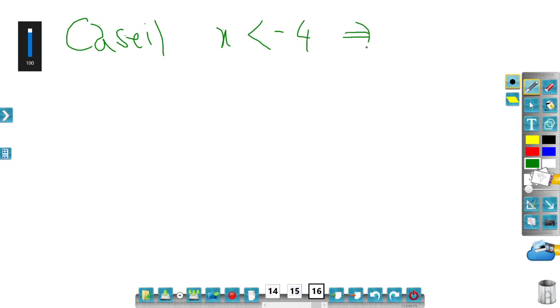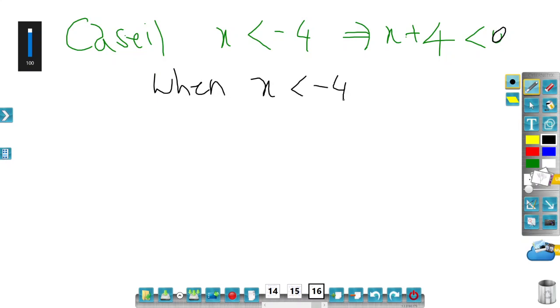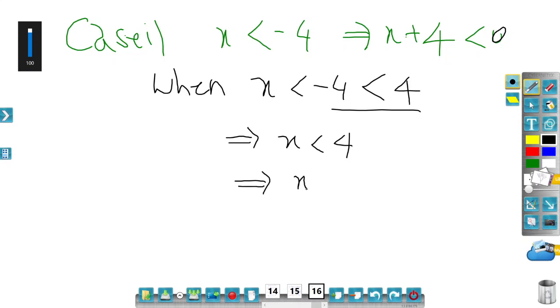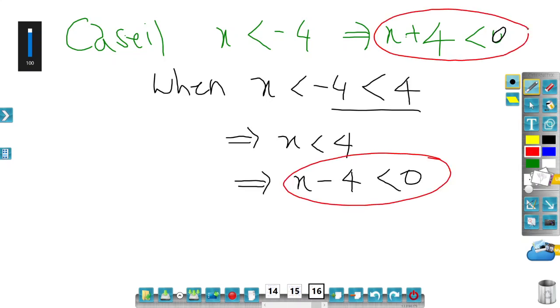So this would imply x plus 4 is less than 0. When x is less than minus 4, that means x is definitely less than 4 also, because 4 is above minus 4. So this implies x is less than 4, which would imply x minus 4 is less than 0. These two inequalities will help us a lot to solve this.